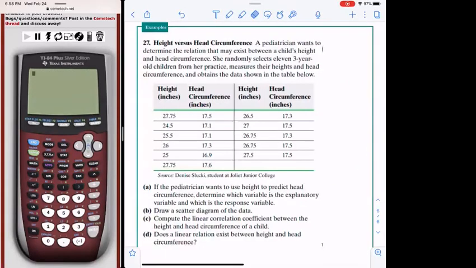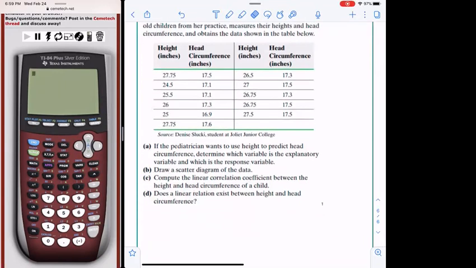Height and the head circumference of a child. A pediatrician wants to determine the relationship between the height of a child and the child's head circumference. The pediatrician is curious, so she selects 11 3-year-old children from her practice, and the data that she has here is what she had recorded. So we have the height values and the head circumference values.